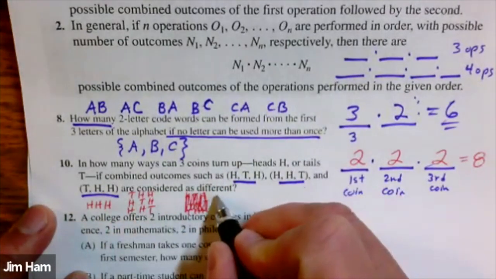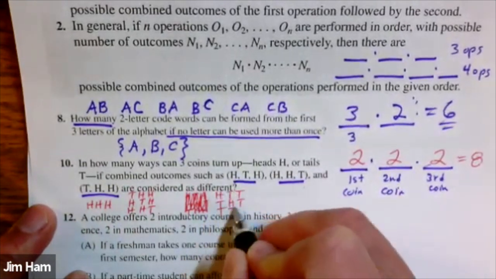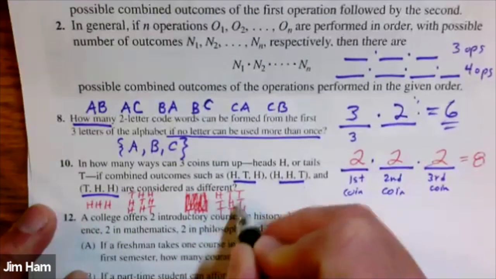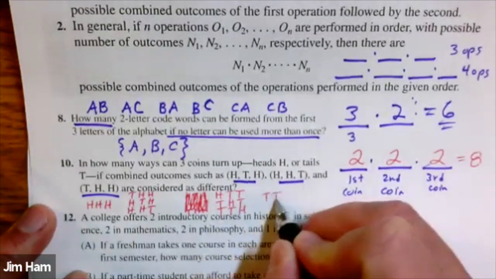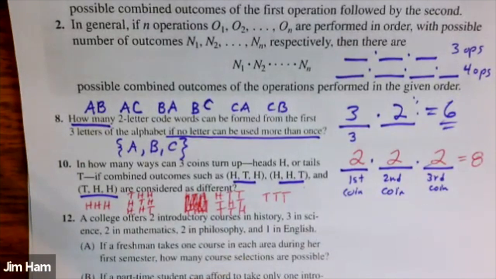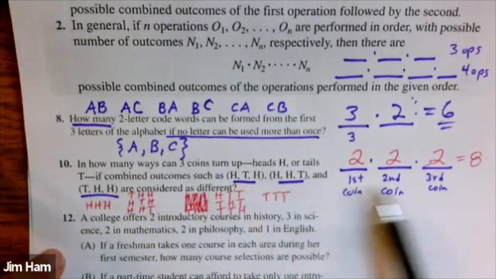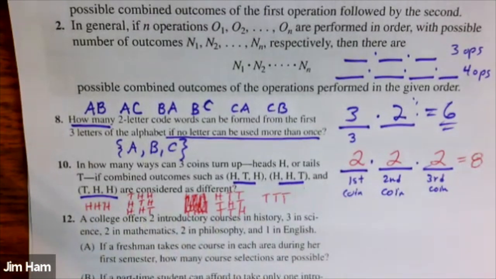So let me do 1 head: head, tail, tail; tail, head, tail; and tail, tail, head. So that's the 1 head. And then you've got the 1 outcome that has 0. You can actually write these out because there's a small number. And if you count them up, 1, 2, 3, 4, 5, 6, 7, 8. 8 outcomes. Now let me show you where we're headed with this.